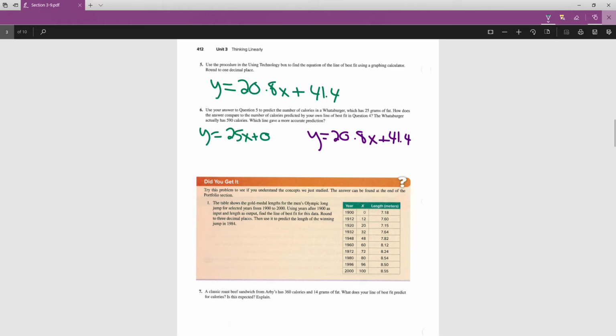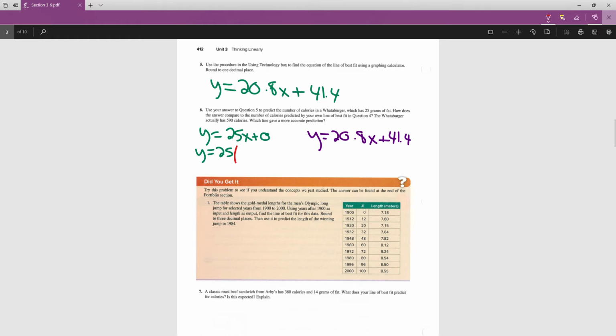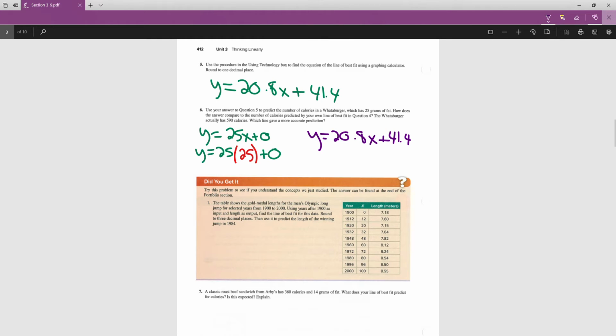We are now going to write these equations, but we're going to replace x with 25 because we're told there's 25 grams of fat. So for our first one, we're going to have y equals 25, but now instead of x, we're going to have the 25 grams of fat. Everything else in the equation stays exactly as it was. We're going to do the same thing for the calculator generated equation, keeping it exactly as it was, except replacing x with 25.